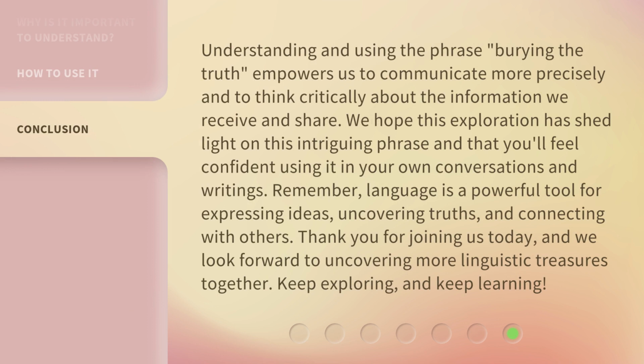Understanding and using the phrase, burying the truth, empowers us to communicate more precisely and to think critically about the information we receive and share. We hope this exploration has shed light on this intriguing phrase and that you'll feel confident using it in your own conversations and writings. Remember, language is a powerful tool for expressing ideas, uncovering truths, and connecting with others.